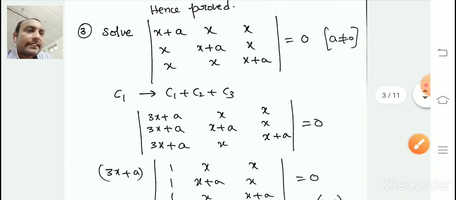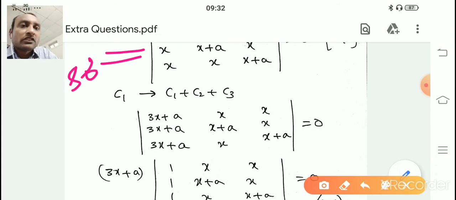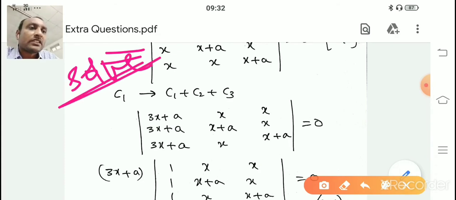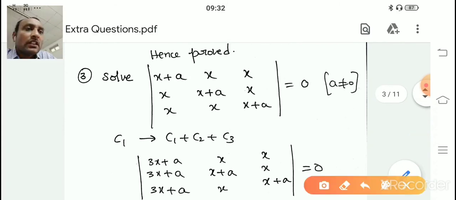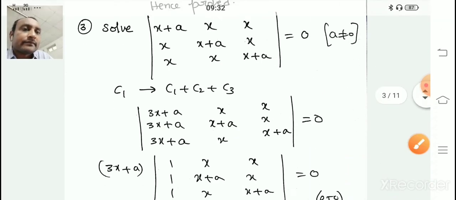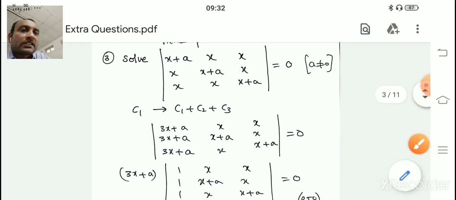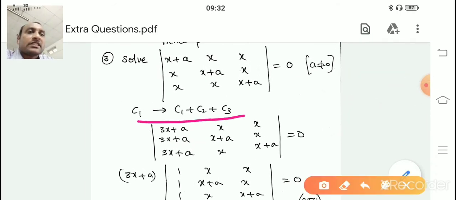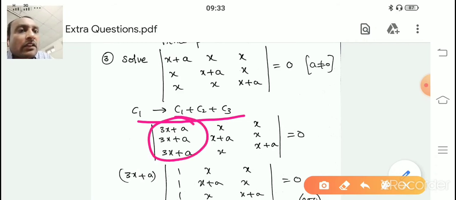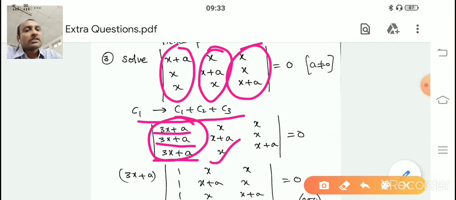To find the value of x, the operation on the LHS is not a proof; you will have to solve it. Solve means we will have to find the value of x. With the help of the determinant being given equal to 0, we should find the value of x. First operation: C1 is equal to C1 plus C2 plus C3. Column 1 changes by adding column 1 plus column 2 plus column 3, so you get 3x plus a, 3x plus a, 3x plus a in column 1. The other two columns remain the same.